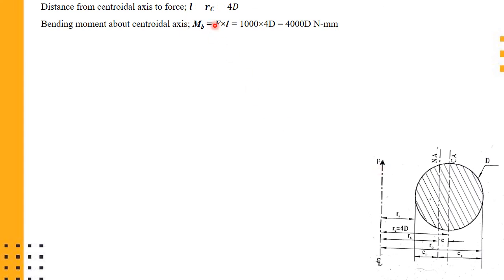Force we know is 1 kilonewton, 1000 Newton, multiplied by distance. Distance is nothing but RC, that is nothing but 4 times D. So write this also in terms of D. Don't forget to write the unit. So bending moment is done. So now you calculate the stresses.